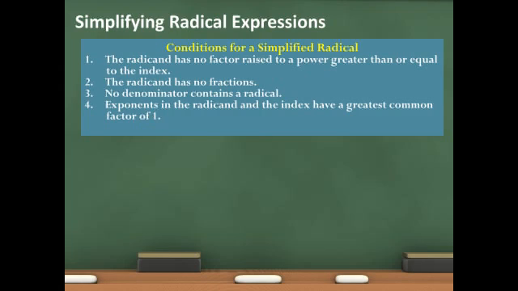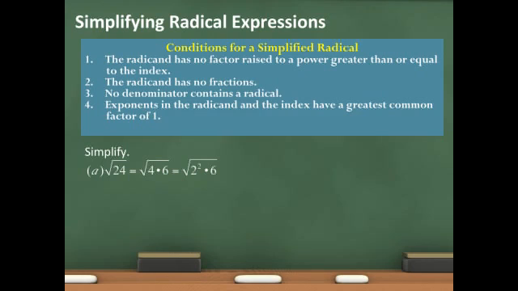Let's go over a few examples to see how these conditions apply. In part A, we are given the square root of 24. Notice that we can use the product rule to rewrite this radical. The square root of 24 can be written as the square root of 4 times 6. Note that 4 is really 2 times 2, or 2 squared. That means that the power is equal to the root, which is squared also. So this radical is not simplified according to condition 1.